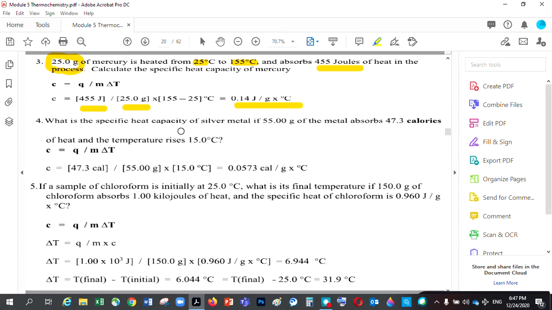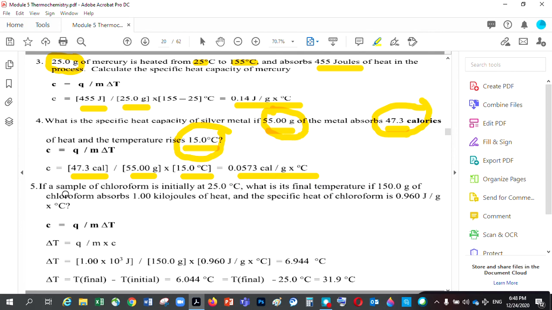So what is the specific heat capacity of silver metal if 55.0 grams of the metal absorbed, meaning another endothermic reaction, 47.3 calories of heat, and the temperature rise is 15. So we don't have initial and final, but we have the delta T value here, and we have the mass, correct? And we have Q. So just set up the whole thing. Specific heat is Q divided by M multiplied by delta T. Q is in calories, divided by the mass given to us, divided by the 15.0, this is the delta T. And as you can see, we have 3 sig figs, and the specific heat came out in 3 sig figs.